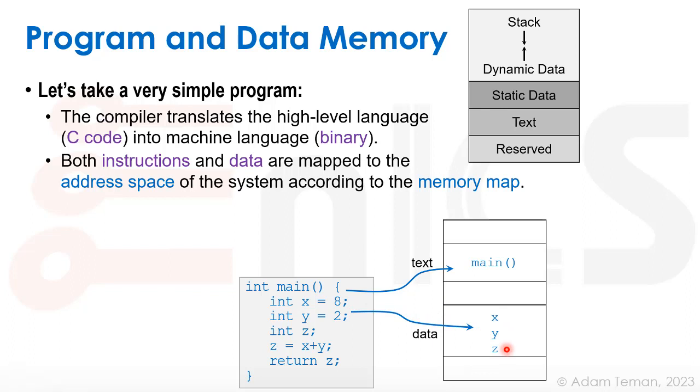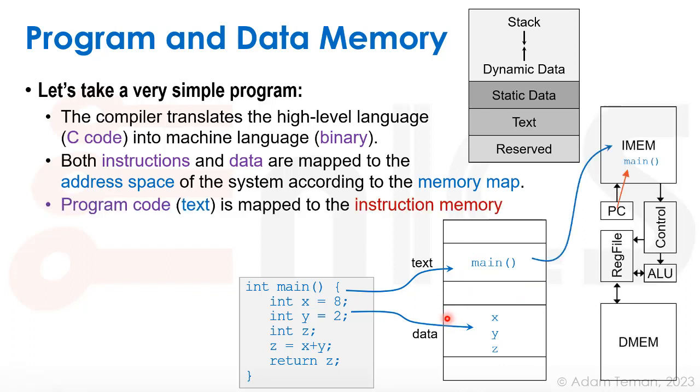So both the instructions and the data are mapped to the address space of the system according to the memory map. We had this memory map that we saw last lecture, and in a von Neumann architecture, we know that instructions and data are basically the same thing. They're both just data, and they're just stored in different places in the memory map and the address space of the processor. So that's what happened here. The code went into the text area, and the data or the variables were stored in the data area.